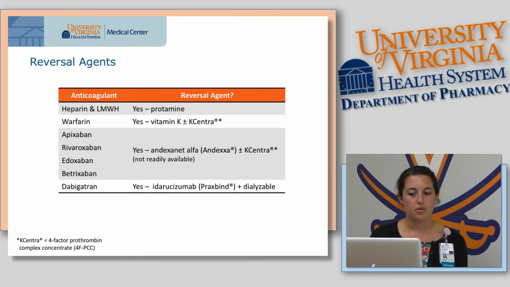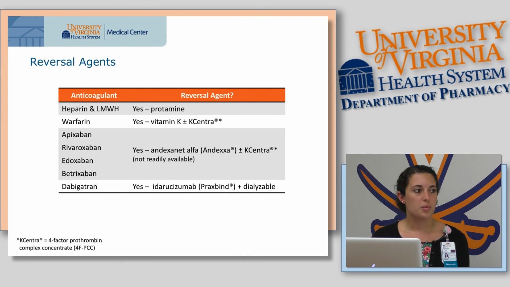Just earlier this year, there was a new agent, Andexxa, that was approved by the FDA that has shown some potentially good data, and some of it is also a little bit controversial, so we'll see how this finds its place in therapy. But right now, many institutions don't have it readily available as it's pretty expensive, and the manufacturer hasn't actually created enough yet to have it widely available. But in the coming months or years, we can see how this fits into our therapy. And there's also some data that Kcentra can be used in these patients as well, because up until now, this was really our only option for reversing these agents.